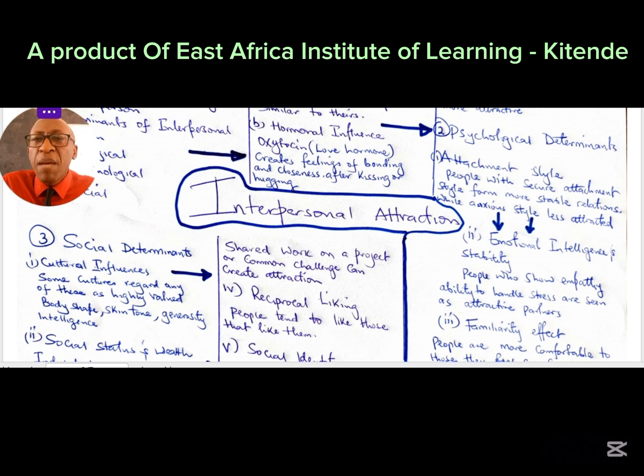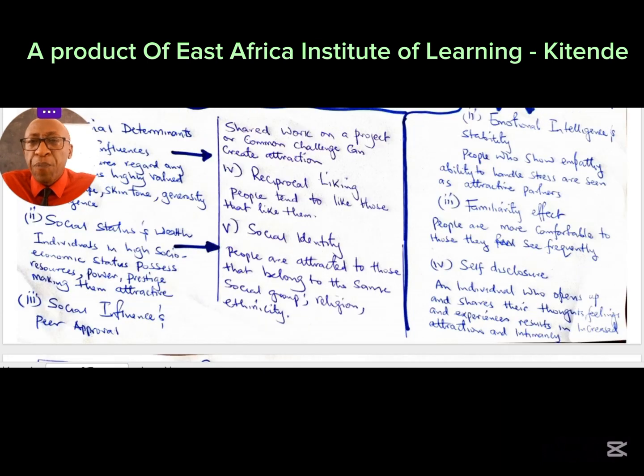Then we have emotional intelligence and stability. Some people are very empathetic. They are very loving. They have the ability to handle stress. And usually people draw close to these very empathetic people. Then there is what we call the familiarity effect. People are more comfortable with those they know, because they see them frequently.